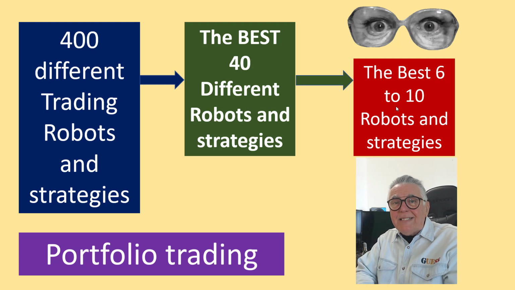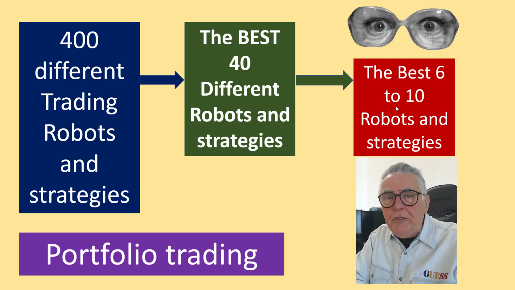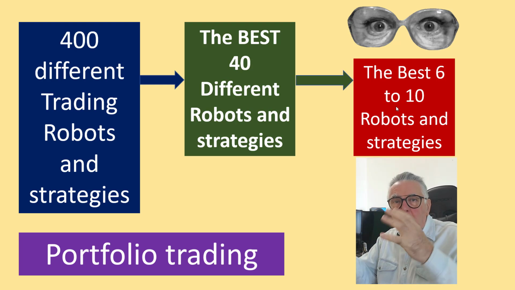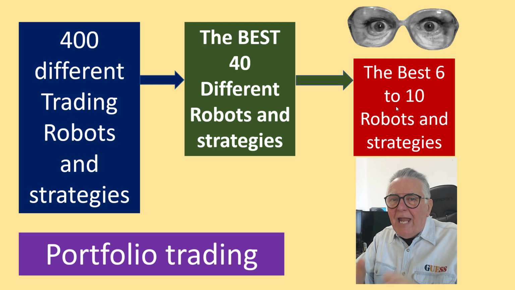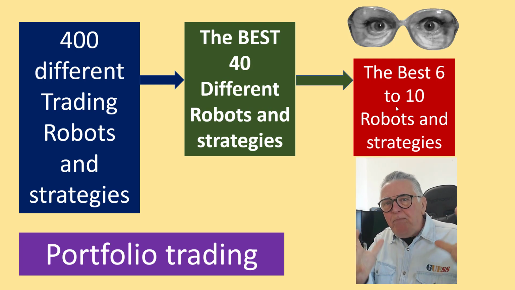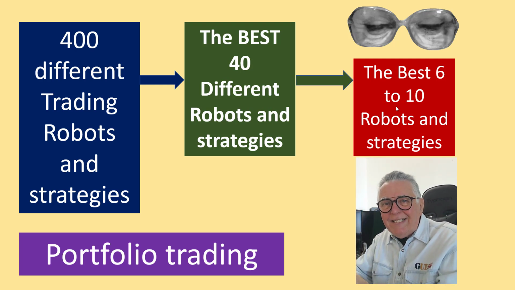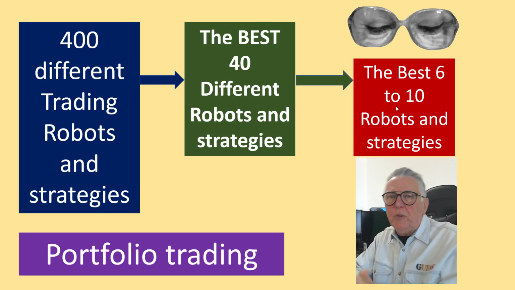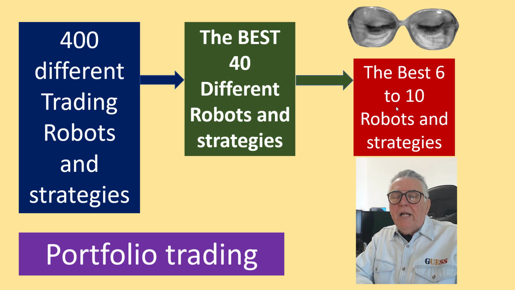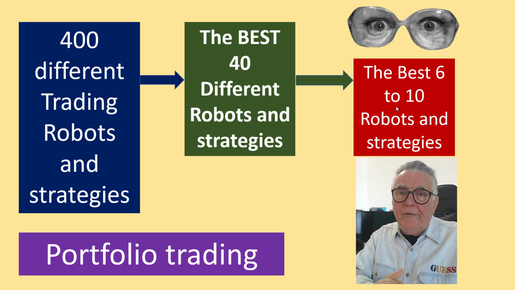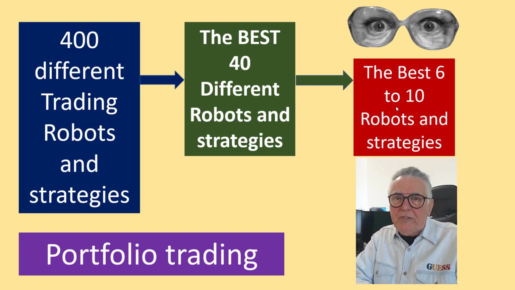And that's not where it stops. This is a continuous process. You could do this on a weekly, on a monthly, on a 2-monthly basis, and continuously find better robots to test and better robots to put into your live portfolio. Now that is what portfolio trading is all about. And I'll show you where to find 400 possible strategies that you can use.